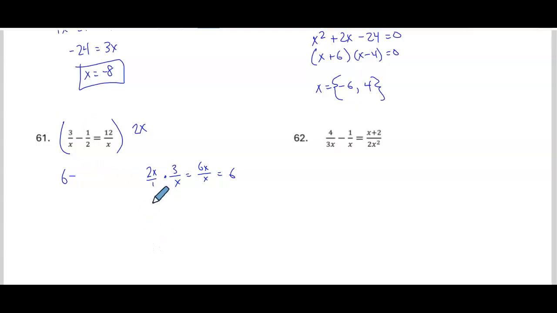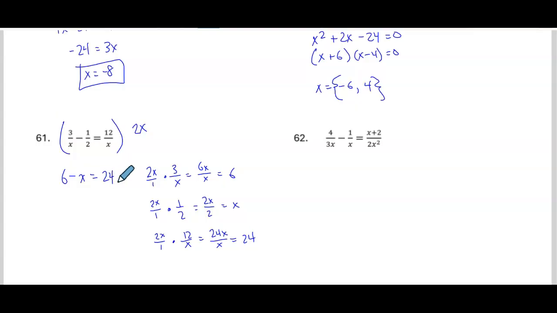Next one is again, LCM times second part. So that's 2x over 2. So the second fraction gets replaced with minus x. And the third time, 2x over 1 times 12 over x. 24x over x, which is 24.